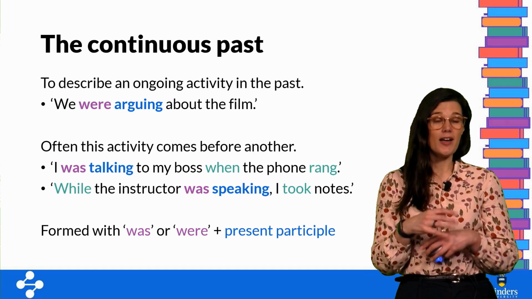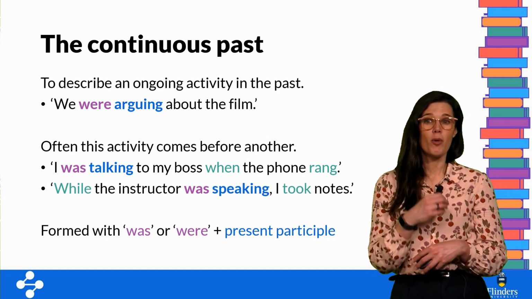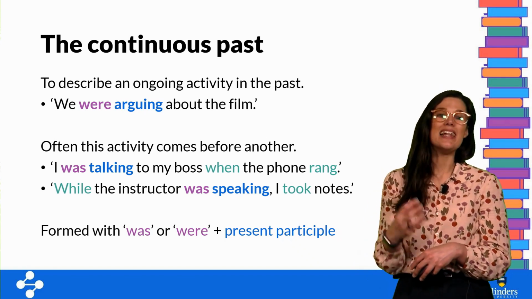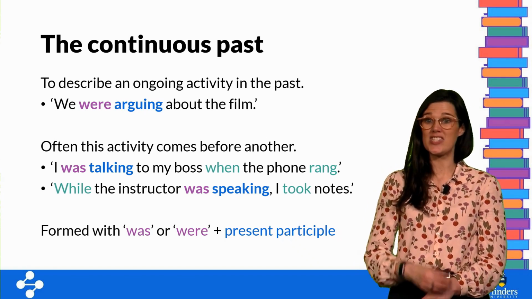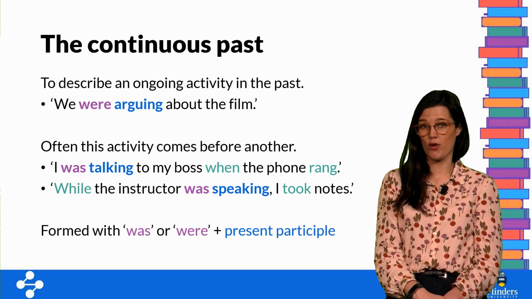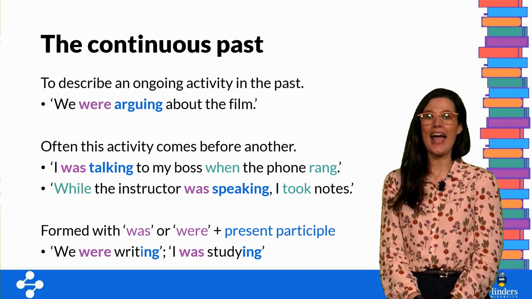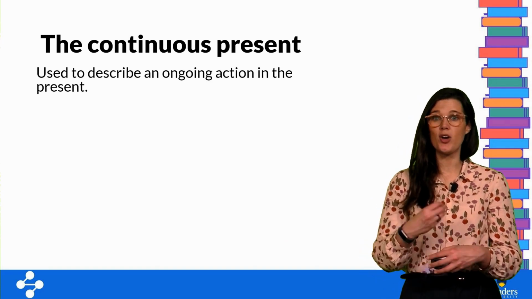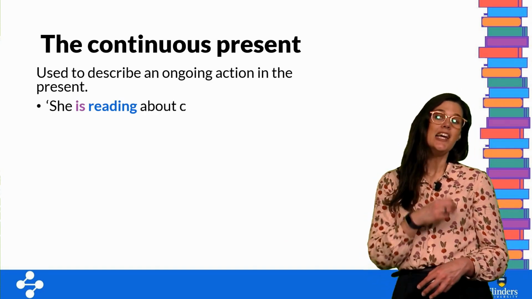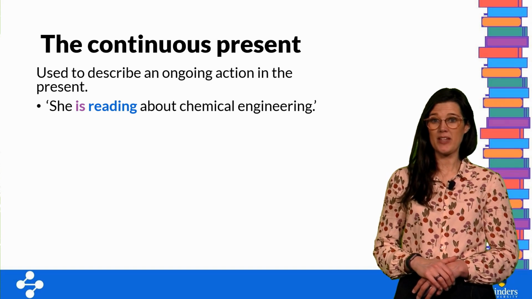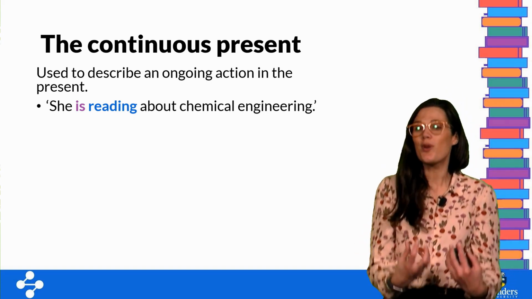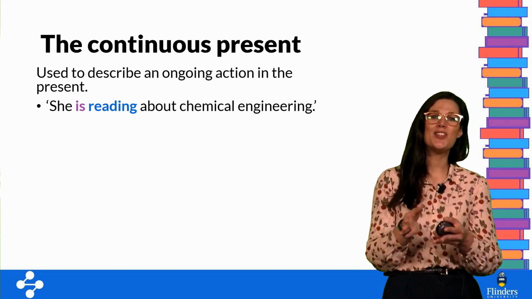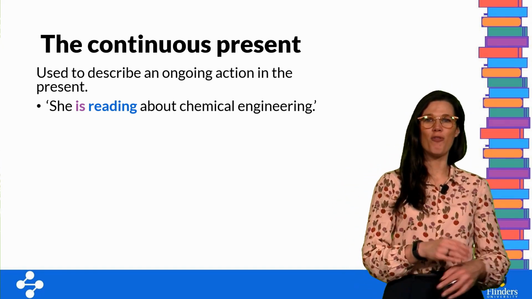And so this is formed by using the verb to be in its past version, was or were, plus the present participle, which is the ing on the end of the verb. We were writing, I was studying. The continuous present tense is used to describe an ongoing action in the present. So she is reading about chemical engineering. She is in the process of reading. If you walk into her room right now, you will find her in the process of reading.